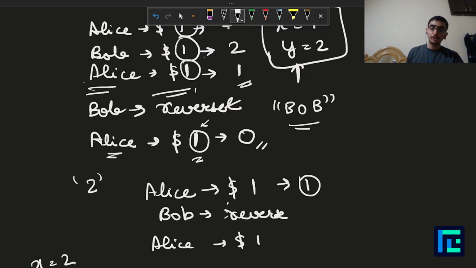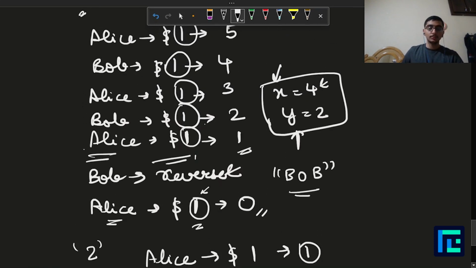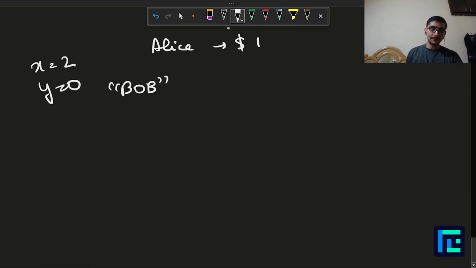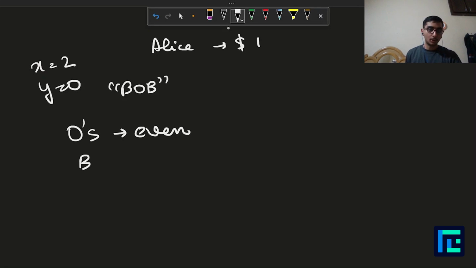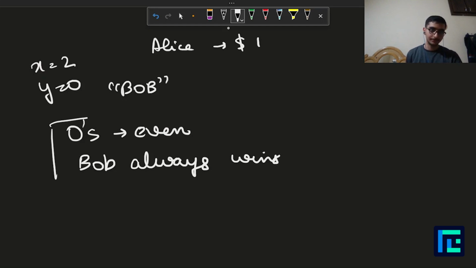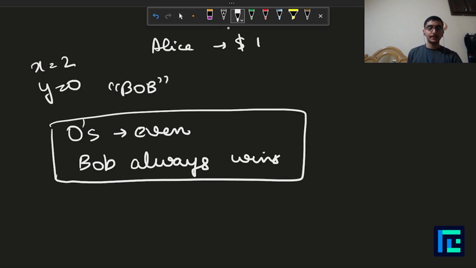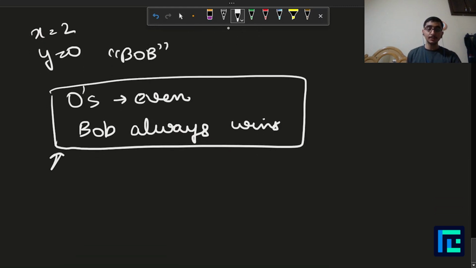So that would always lead to Bob winning if the number of zeros are even. So that marks up our first observation, that if the number of zeros are even, then Bob always wins. Right. We got this observation. Now we'll use this observation to quickly prove the second case where the number of zeros are odd.